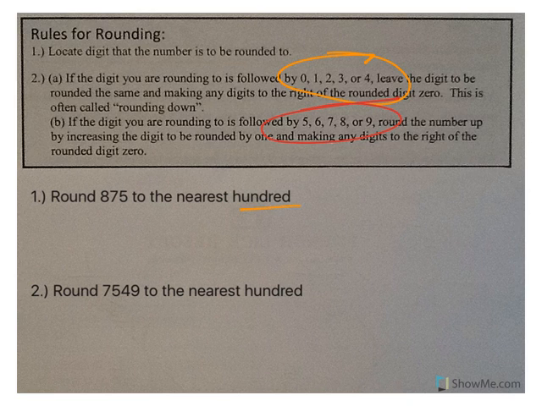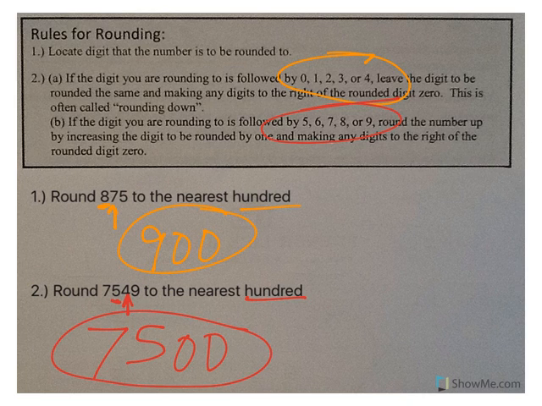So in number 1, we want the nearest 100. Well, 8 is in the 100 spot. That means 7 rounds up, so 8 is going to move to 9, and the nearest 100 is 900. In number 2, nearest 100, well, the 5 is in the 100 spot. Anything in front stays the same, and now I look at that 4, which rounds down, so I'm just going to be at 7,500, because 5 is what's going to be affected.